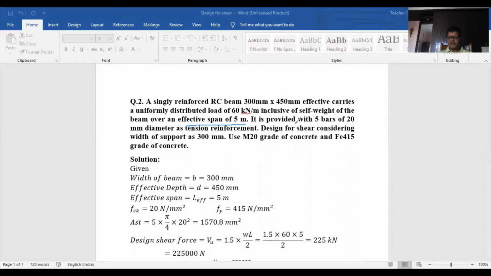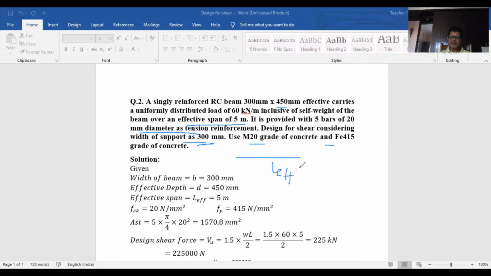It is provided with 5 bars of 20 diameter, so the area of steel is given on the tension side. Design shear, considering width of support, is given 300 millimeter. M20 grade and Fe415 grade. Sometimes in this problem we can be asked that the clear span is given, width of support is given, and the effective depth is given. So how to find L effective? L effective span as per the Codal provision.